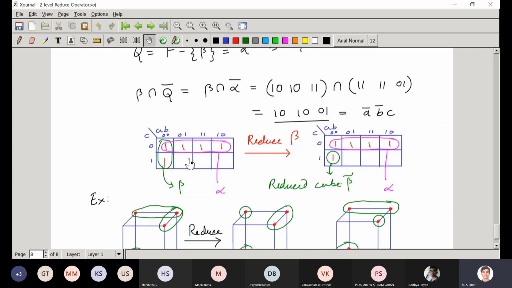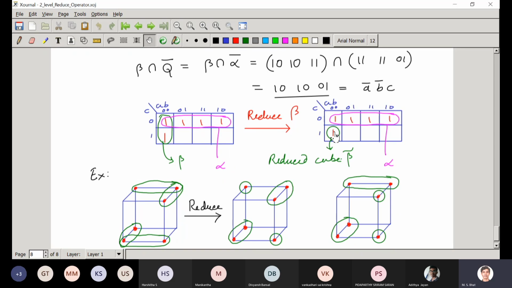Okay, so if I reduce this function, I can only reduce the cube beta. So reduce beta to get this. Okay, so alpha remains the same. So this is our reduced cover of the given function. So you still have only two cubes in the reduced function. So the cardinality has not changed. Cardinality still remains the same.